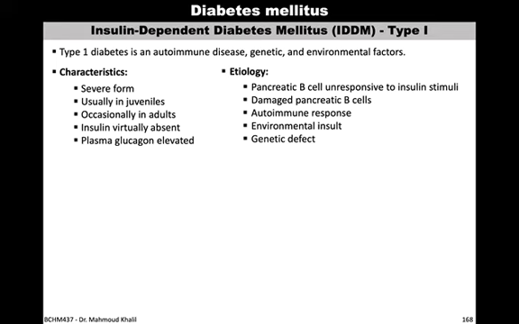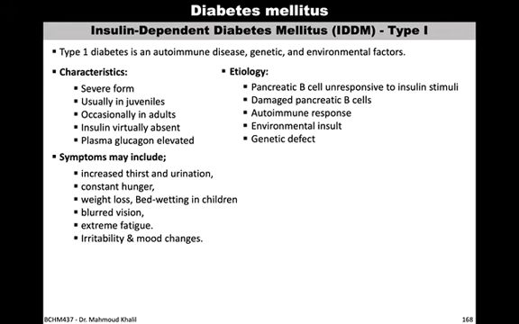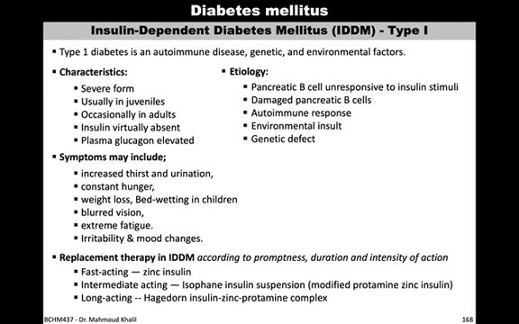Of course, their genetic etiology is involved in the progression of this disease. The symptoms, of course, as with all symptoms of diabetes, are increased thirst and urination, constant hunger, weight loss, bedwetting in children, blurred vision, extreme fatigue, and irritability and mood changes.